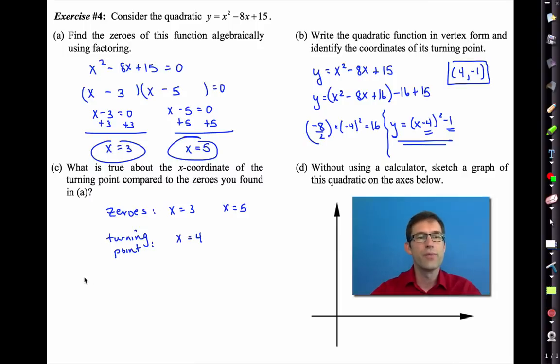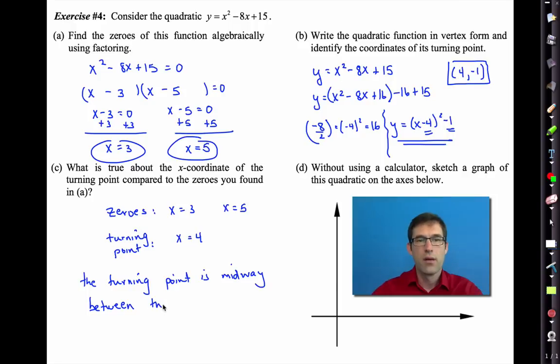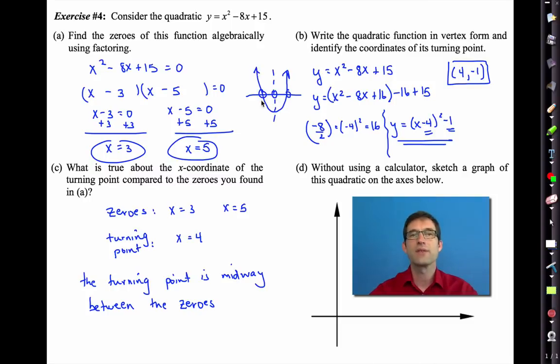All right, and what's true is the turning point is midway or halfway, or however you want to put it, midway between the zeros. All right, and that actually should make sense that it's midway through the zeros, right? I mean, if I've got some random parabola, right, and I've got a 0 here and a 0 here, then the turning point will always have an x-coordinate that's sort of at the center of the two zeros, right? The average of the two, if you think about it that way.